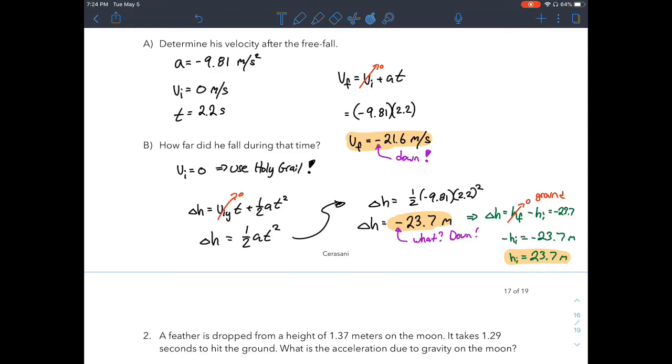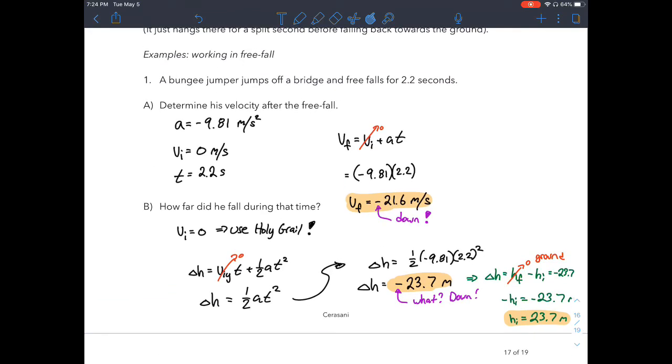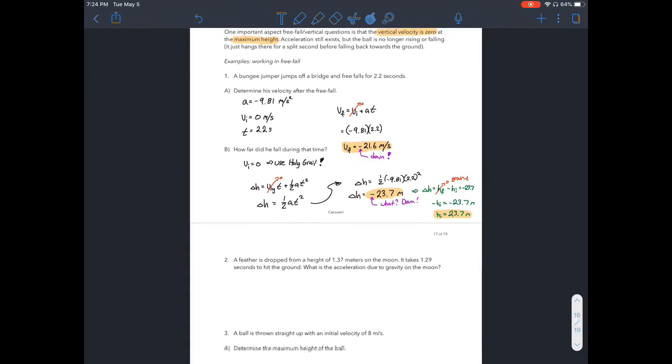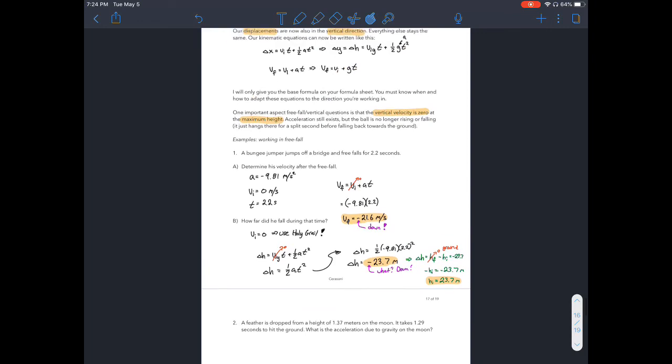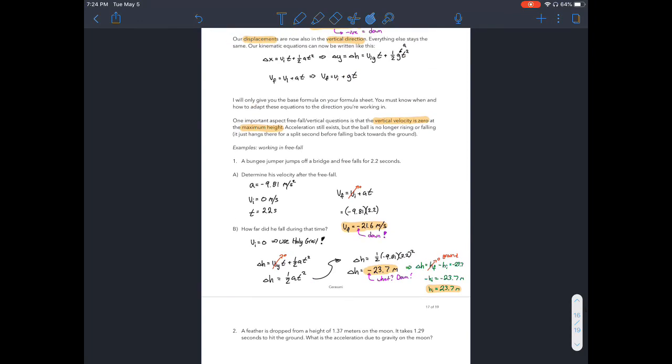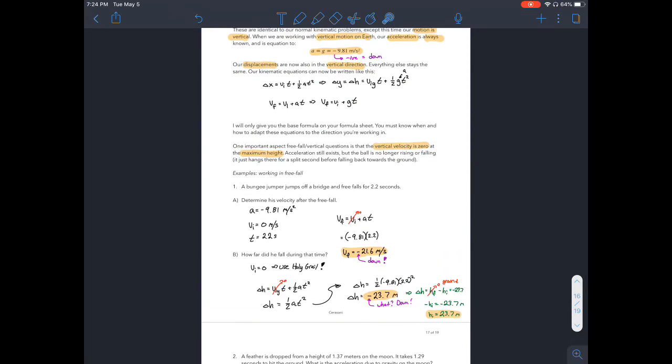Okay. I hope you can see the similarity to these questions. I'm not going to do the rest of them. You can work through them yourself. We'll go over them in class, but they're exactly the same, except now you've got vertical direction, you've got an acceleration, which is gravity, negative 9.81. So go ahead, give those ones a try, and we'll go over the rest of them in class.